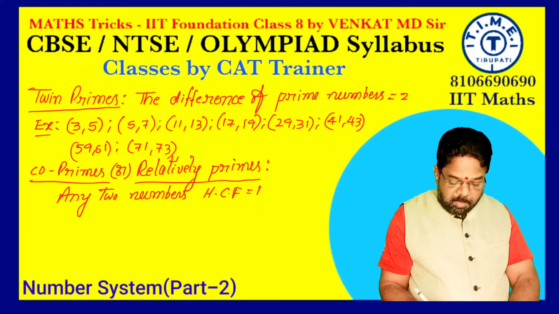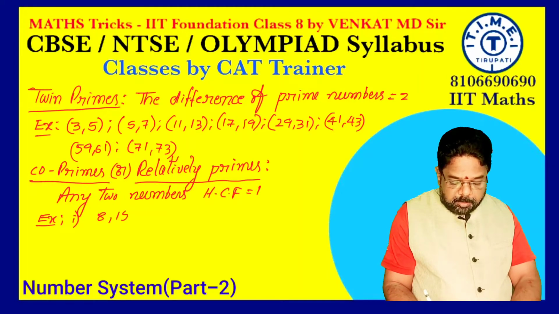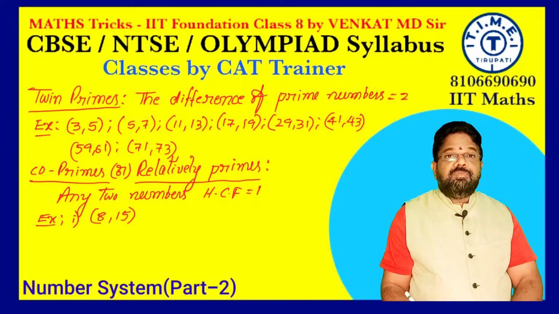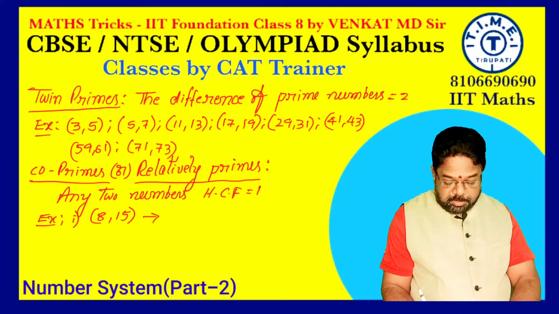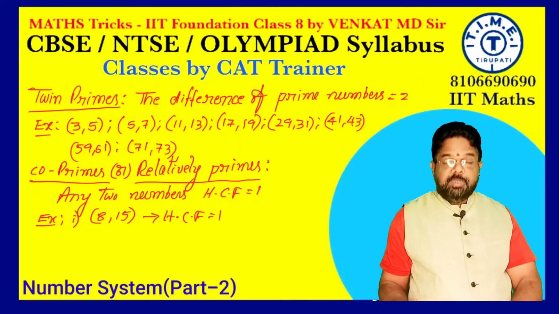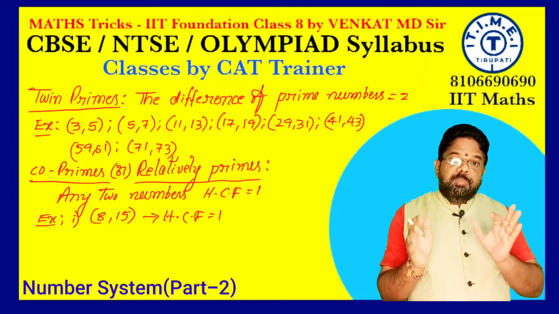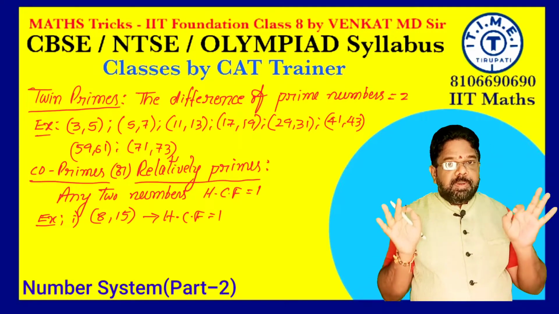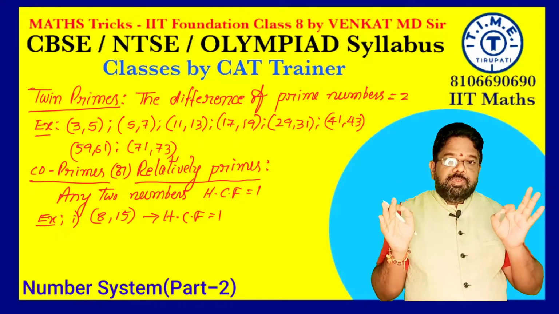So what are the examples of co-primes or relatively primes? Observe a few examples. The first example is 8, 15. What is the HCF of 8, 15? 1. How can you say HCF is 1? What is the shortcut related to HCF? See here. Both the values are divisible by which number? That is called the HCF.